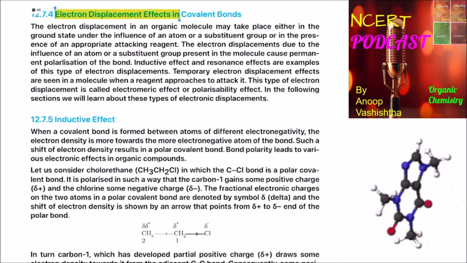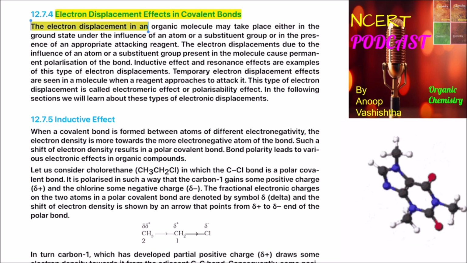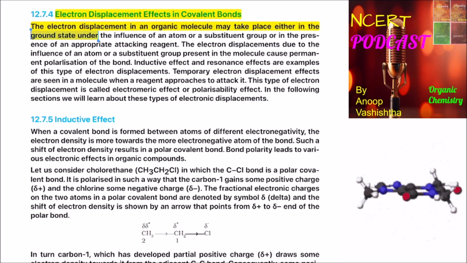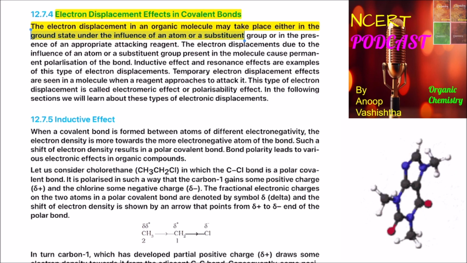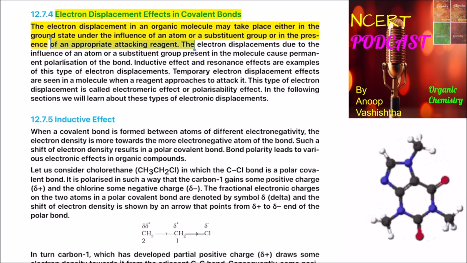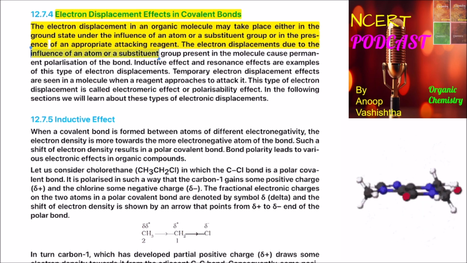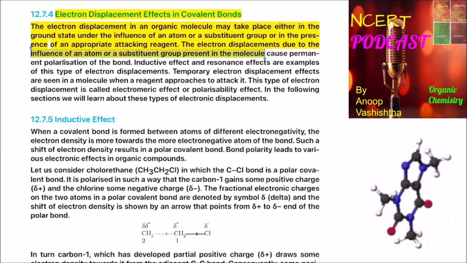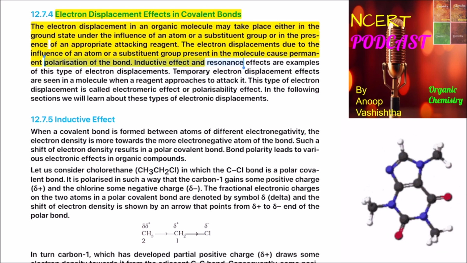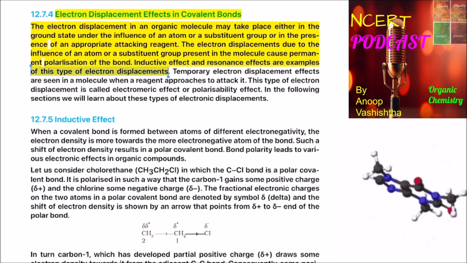Electron displacement effects in covalent bonds. The electron displacement in an organic molecule may take place either in the ground state under the influence of an atom or a substituent group, or in the presence of an appropriate attacking reagent. The electron displacement due to the influence of an atom or a substituted group present in the molecule causes permanent polarization of the bond. Inductive effect and resonance effects are examples of this type of electron displacement.